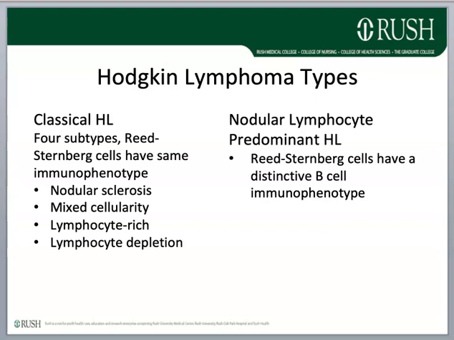In the nodular lymphocyte predominant type, the Reed-Sternberg cells in this subtype retain the immunophenotypic features of germinal center B cells. In other words, they express the immunophenotype indicating that these are indeed B cells.